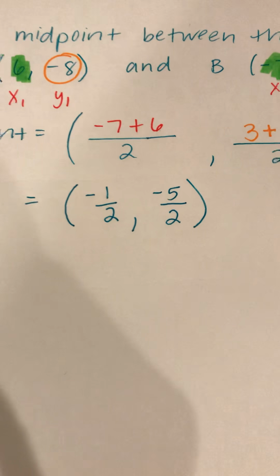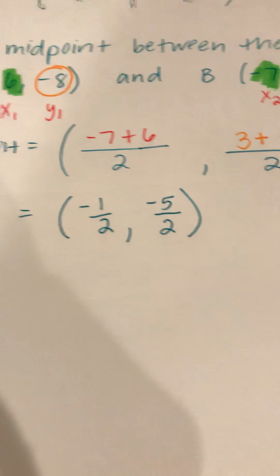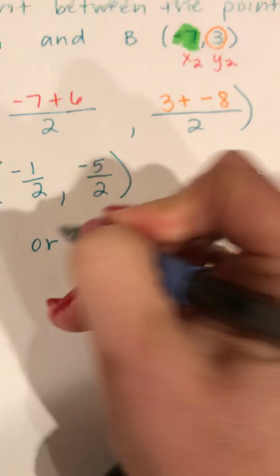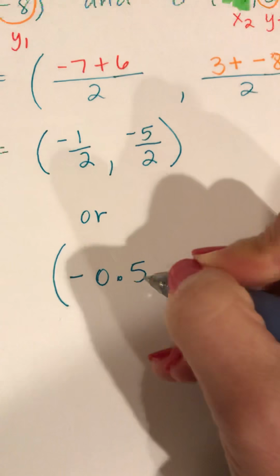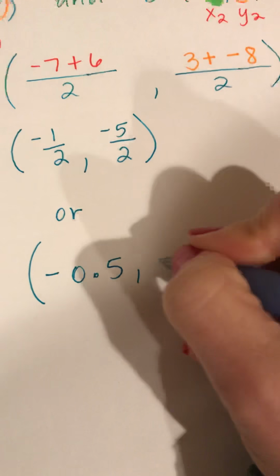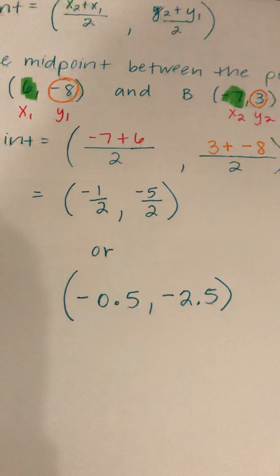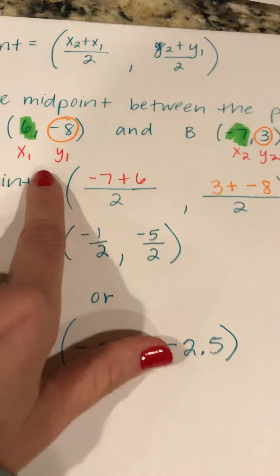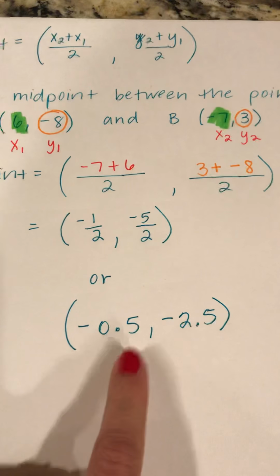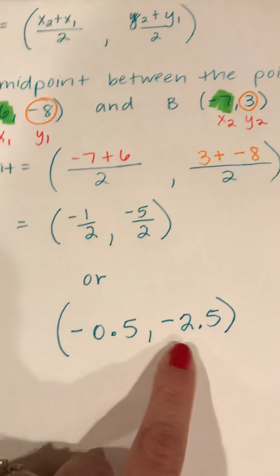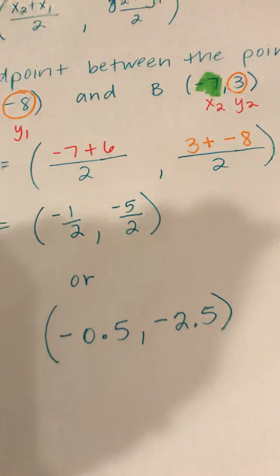Now this answer is completely fine. They're expressed as fractions. That is fine. However, if you prefer decimals, that is also fine. So another acceptable answer would be negative 0.5. Don't drop your negative. Negative 2.5. So if I were to graph point A and point B on a coordinate plane, my midpoint would be at negative 0.5, negative 2.5, or negative 1/2, negative 5/2.